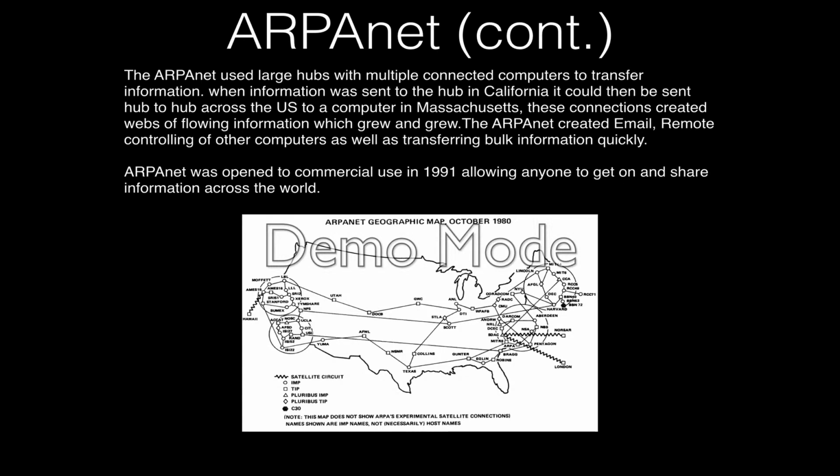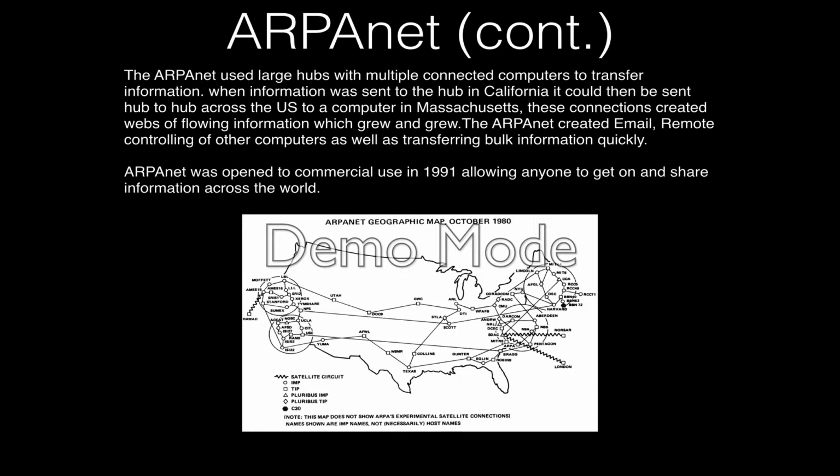The ARPANET basically uses large hubs that are connected to smaller computers. If I wanted to send something from California to, say, Massachusetts, I could send it from my computer to a hub. That hub would then be connected to a hub in Massachusetts. And that hub in Massachusetts is connected to another computer that the person I sent it to is on. So that's basically how the system works.